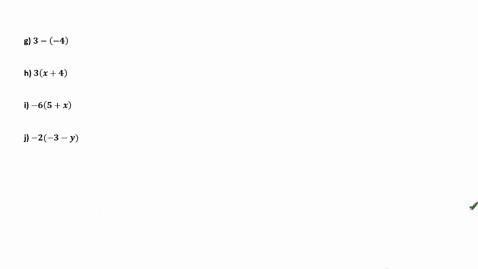And if we keep going, 3 minus minus 4. If you subtract a negative, you get a positive. It's just like adding a positive. So this is equal to 3 plus 4. For this next one, we're going to distribute that 3 through. 3x plus 3 times 4.